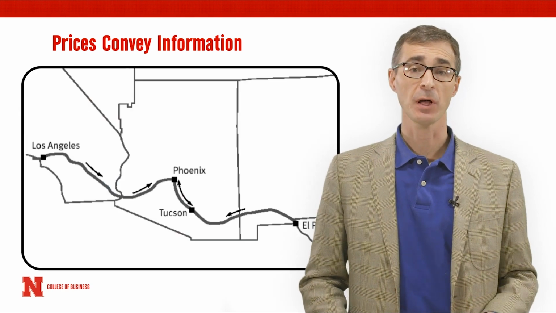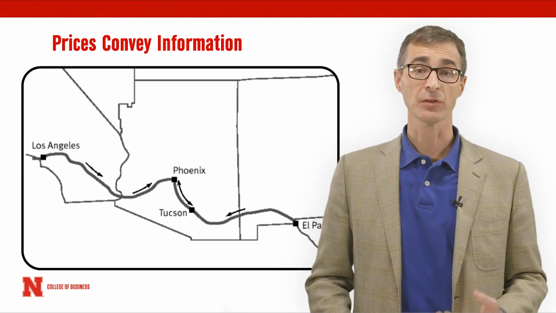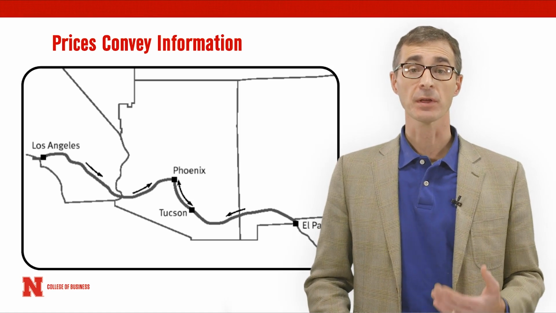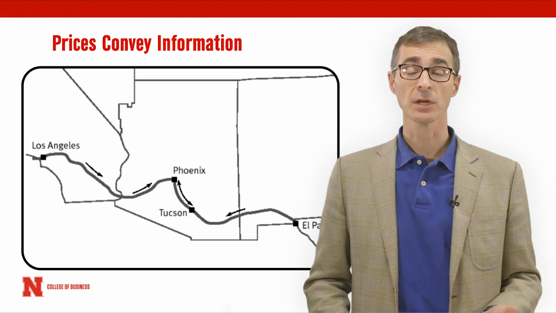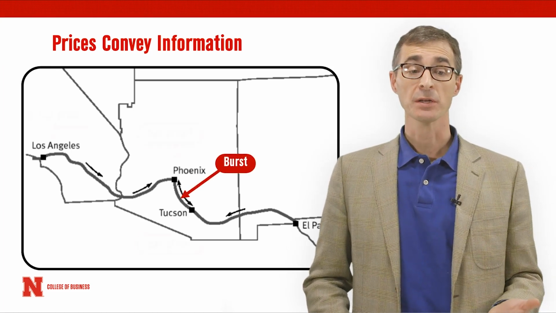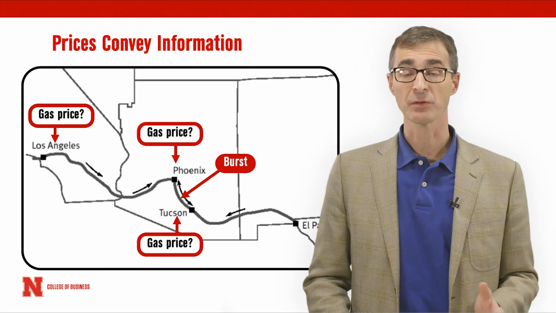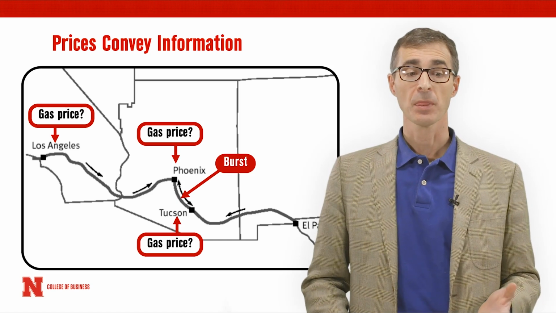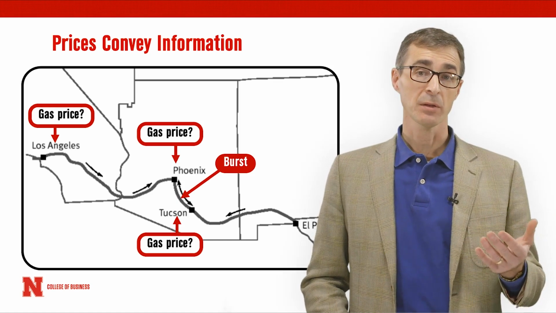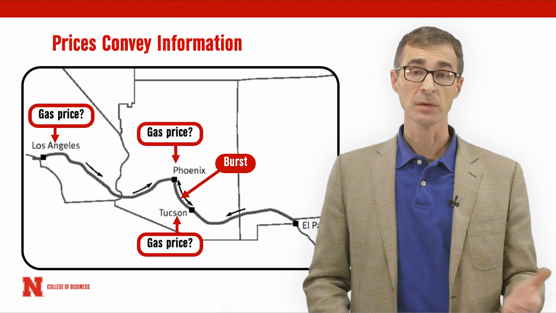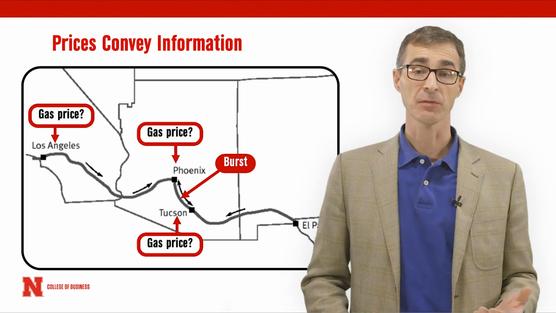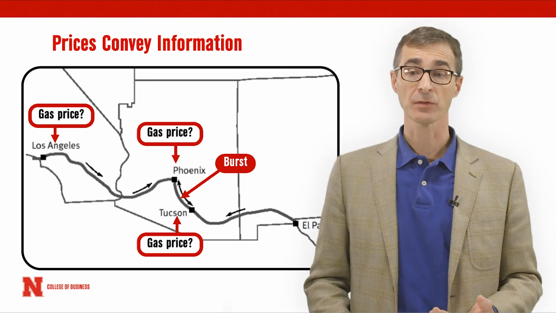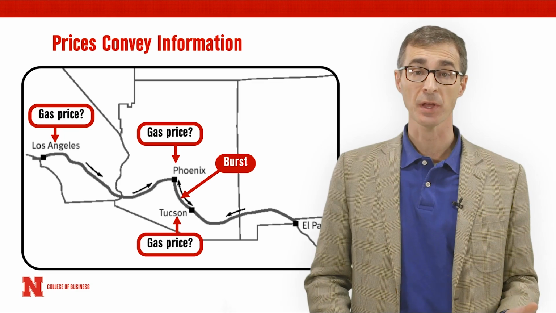The price mechanism can also help us to understand and explain changes in demand, changes in supply, and changes in prices in actual markets. Consider the gas pipeline that runs from El Paso through Tucson to Phoenix. Arizona has no refineries of its own. It has two major pipelines, and this one was from El Paso through Tucson to Phoenix. When a gas pipeline burst near Tucson, it eliminated a major supply source for gas in the Phoenix area. What happened to the gas price in Tucson, or in Phoenix, or in Los Angeles? Supply and demand analysis can help us to understand what happened.